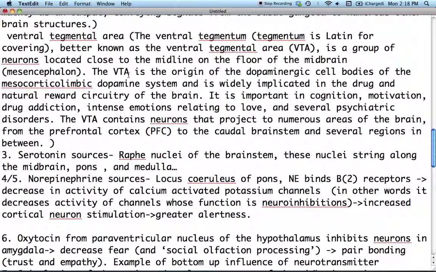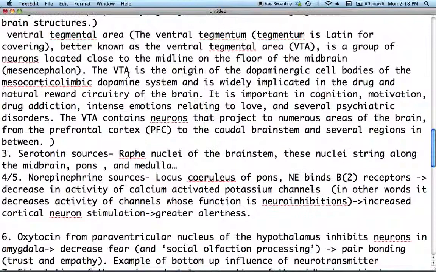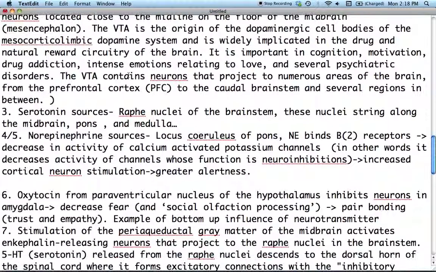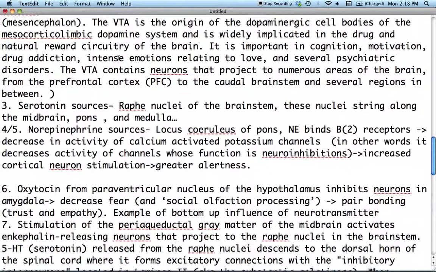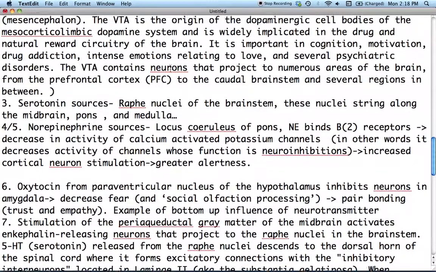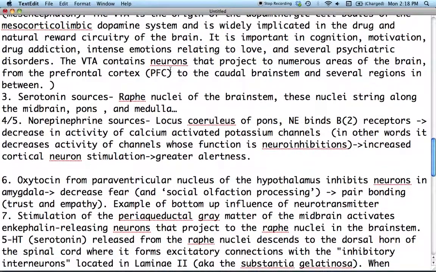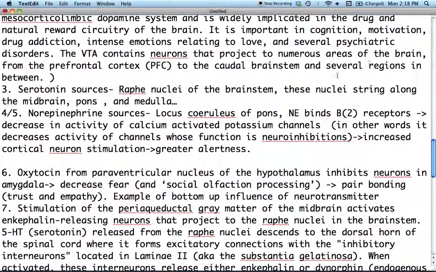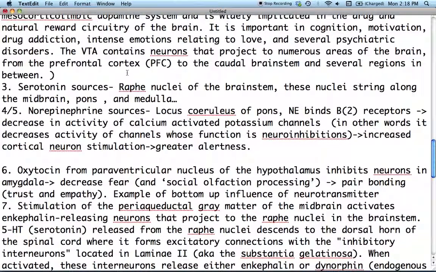VTA is the origin of dopaminergic cell bodies of the mesocorticolimbic dopamine system, and so it's widely implicated in the drug and natural reward circuitry of the brain. It's important in cognition, motivation, drug addiction, intense emotions related to love, and several psychiatric disorders. The neurons project to numerous areas of the brain from the prefrontal cortex to the caudal brainstem and several regions in between.